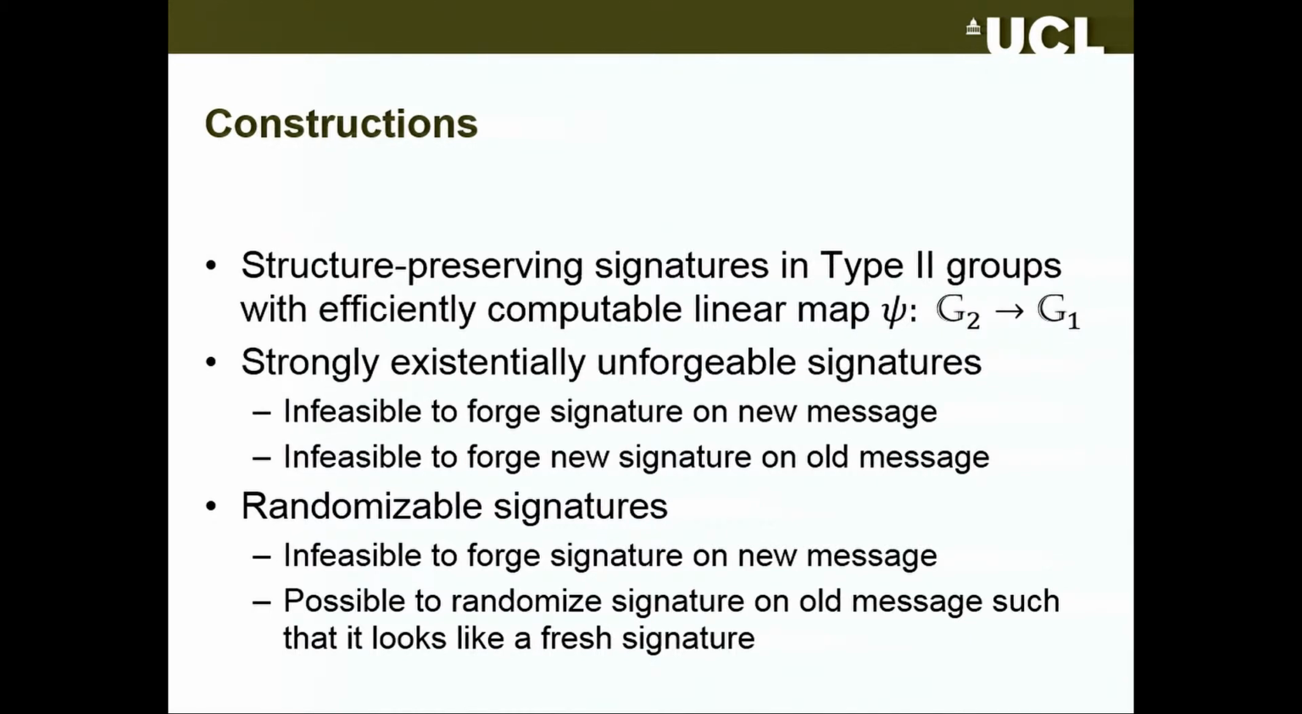And the second signature scheme is quite the opposite. It's a randomizable signature scheme. So it's existentially unforgeable, but it's possible to randomize it and make it look like a fresh random signature. And that's useful in many applications, for instance, in anonymous credentials, because when you can randomize it, you can reveal some of the group elements that you have randomized without revealing where this signature came from, what the origin was.